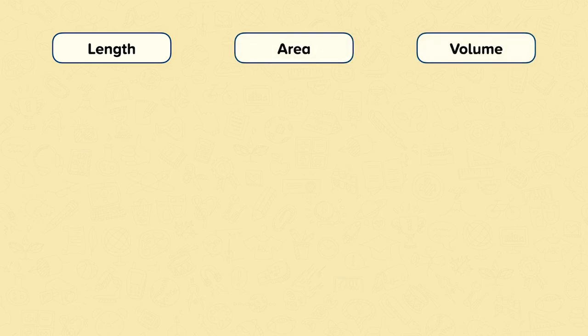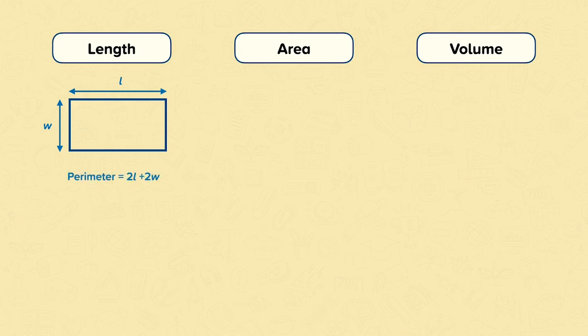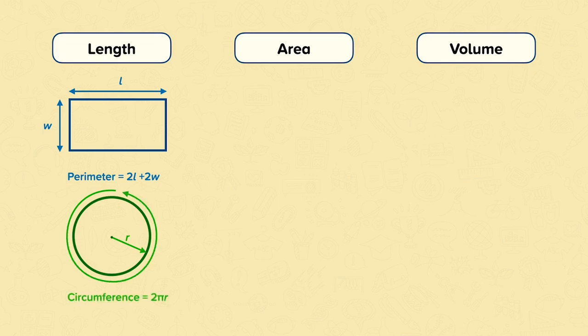There are some formulae that you may already know for these measurements, such as for a rectangle, the perimeter, the length around the outside, is given by 2L plus 2W, and the circumference of a circle is also a length given by 2 pi r.